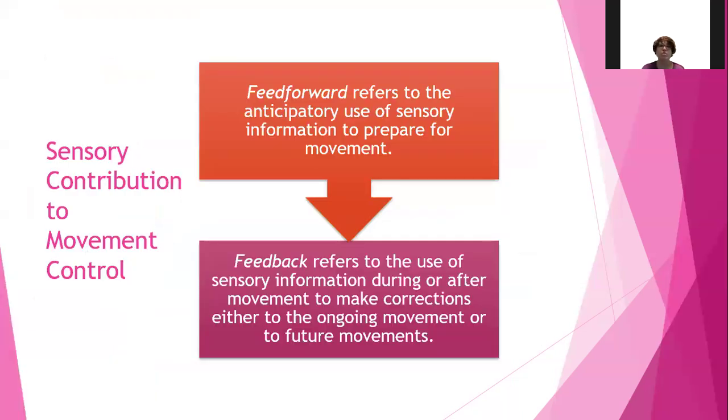So the sensory contribution is, part of it is we have feed forward, which is the anticipatory use of sensory information to prepare for movement. So basically telling you where you are in space, what you need to do, that sort of thing. Feedback refers to the use of sensory information during or after movement to make corrections either to ongoing movements or future movements. So a lot of the sensory feedback goes through the cerebellum and it's unconscious. So we don't know that it's happening, but it's happening all the time.